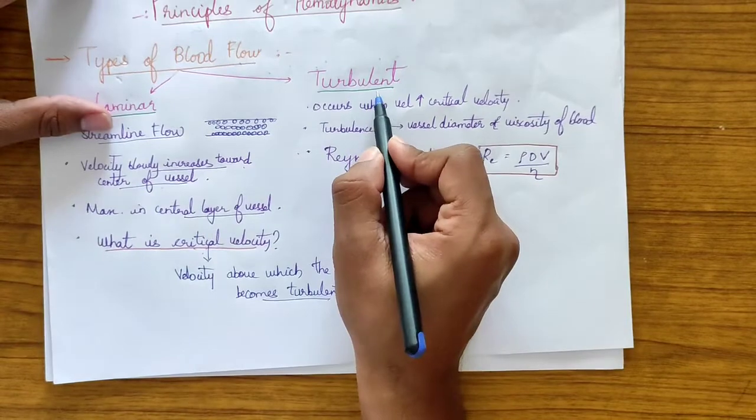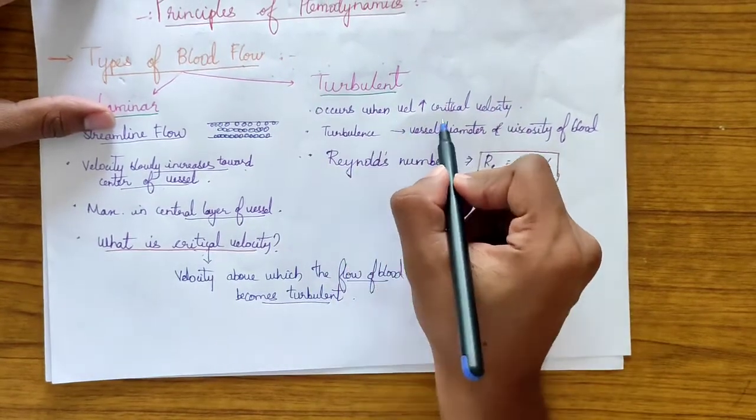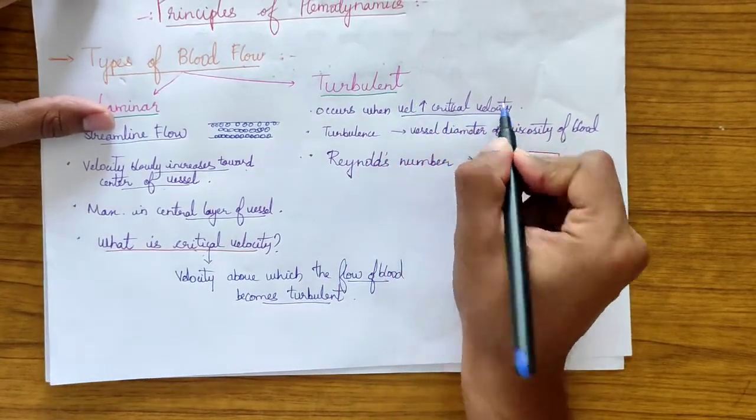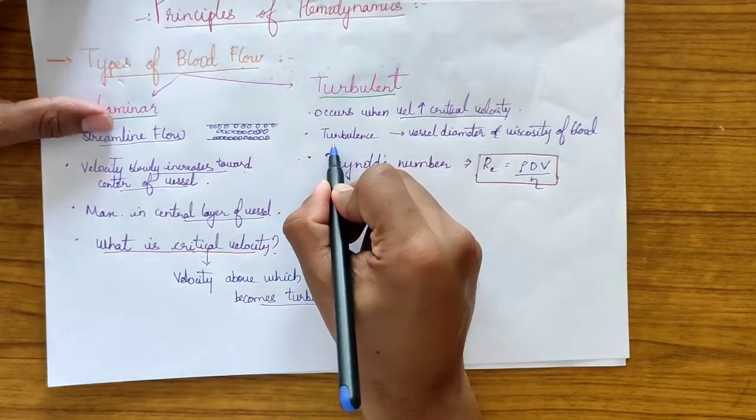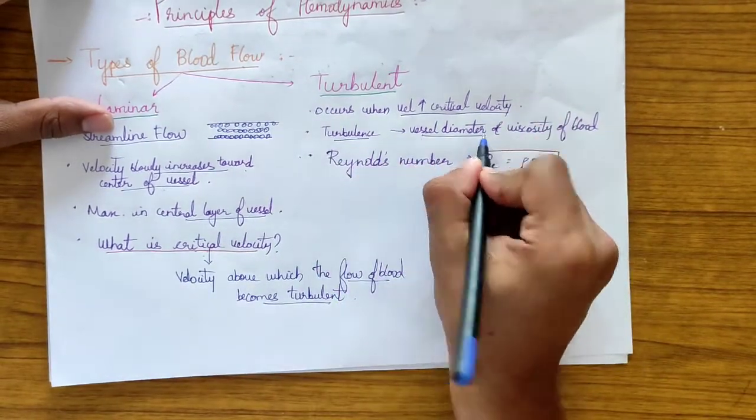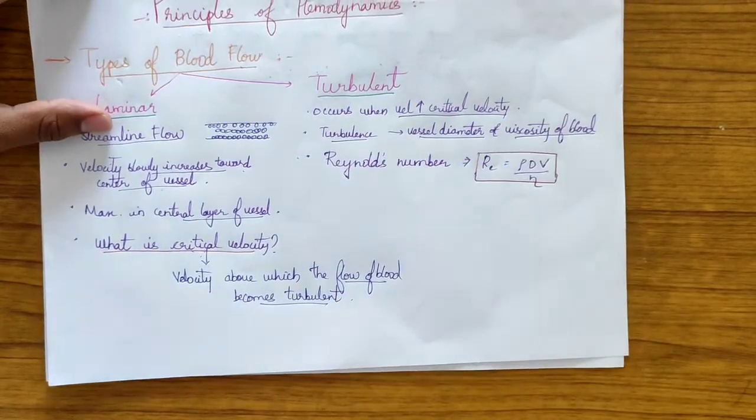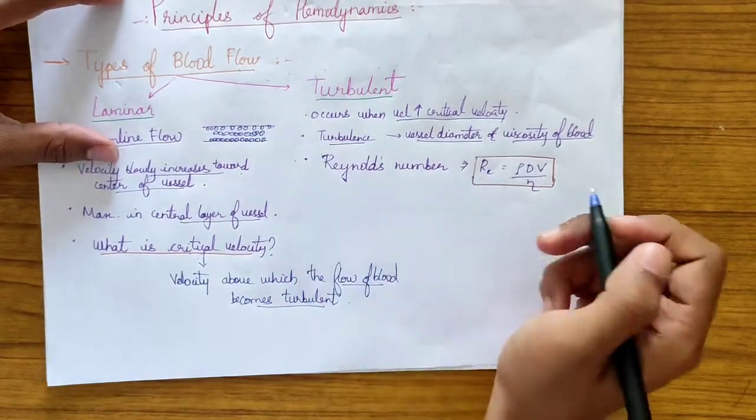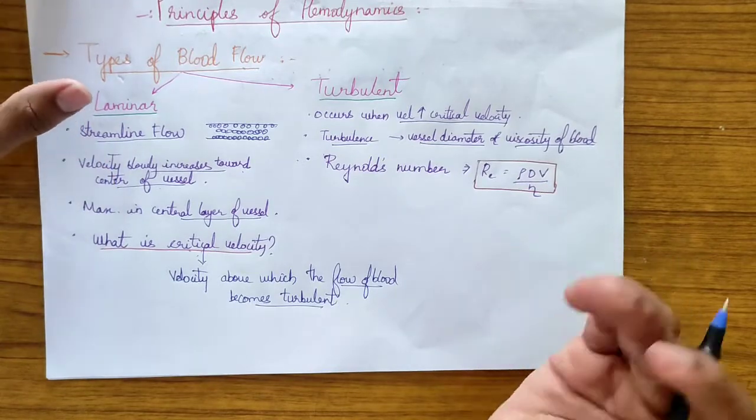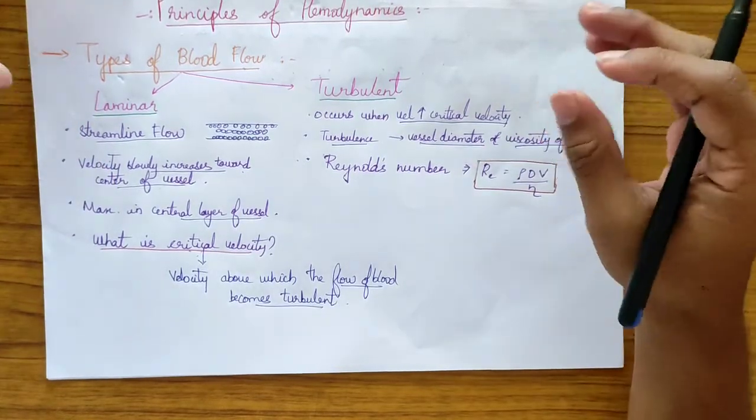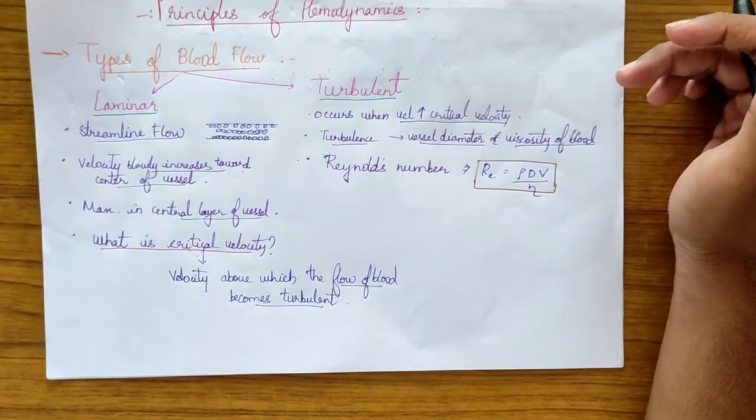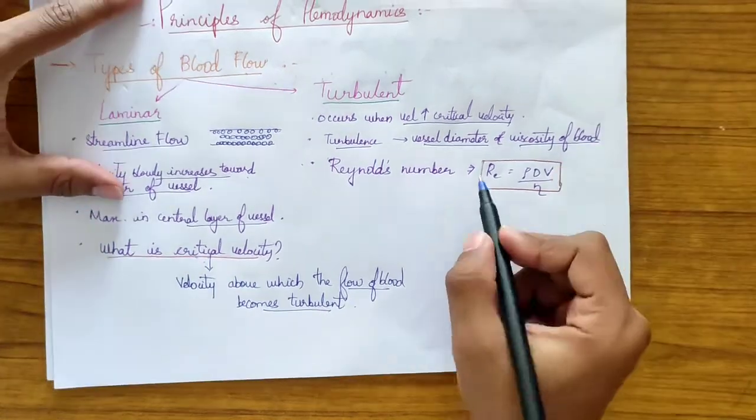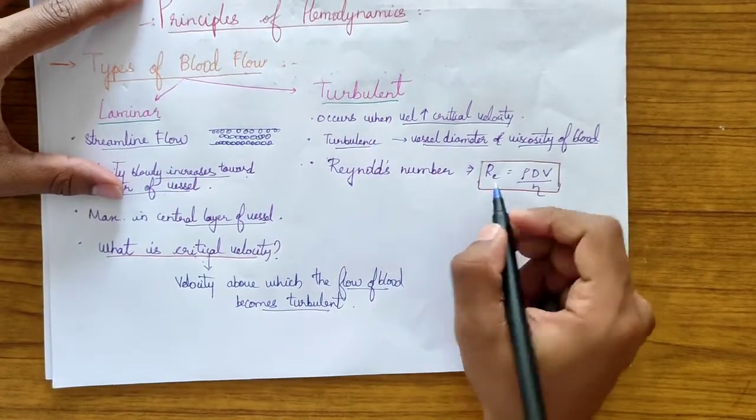So the next blood flow is the turbulent blood flow. It occurs when the velocity increases beyond the critical velocity. The turbulence depends on the vessel diameter and the viscosity of the blood. So there is one formula, that is Reynolds number. This Reynolds number provides us with the probability of the flow, whether it will become turbulent or remain laminar. So this is the Reynolds number.